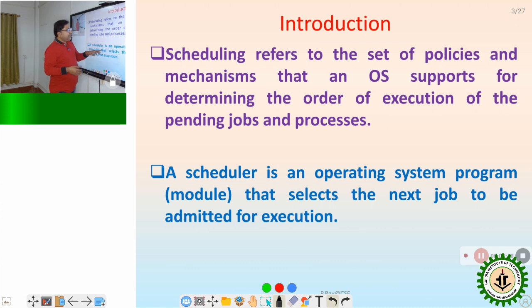A scheduler is an operating system program that selects the next job to be admitted for execution. That means the scheduler is a program, an operating system program, that selects the next job to be admitted for execution. A new process is coming, and according to some priority, it is assigned to the CPU for execution.